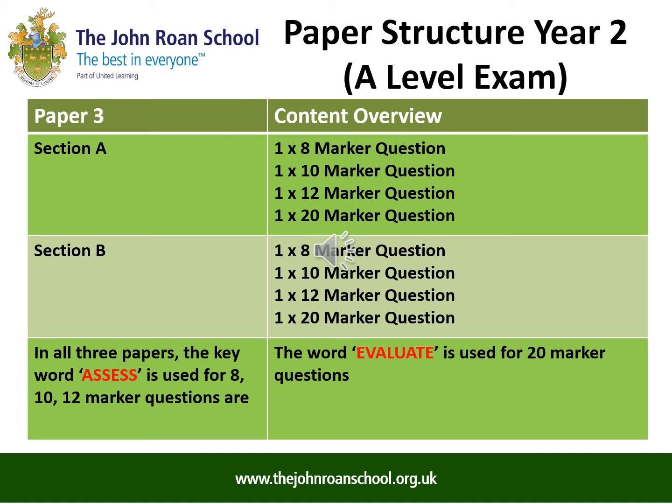For paper 3 in the final exam, the paper is also similar in nature to paper 1 and 2, except for the 8-marker question. Rather than have 2 4-marker questions, they would be writing 1 8-marker question in section A, 1 10-marker question, 1 12-marker question, and 1 20-marker question. The same is repeated in section B, which is 1 8-marker question, 1 10-marker question, 1 12-marker question, and 1 20-marker question.